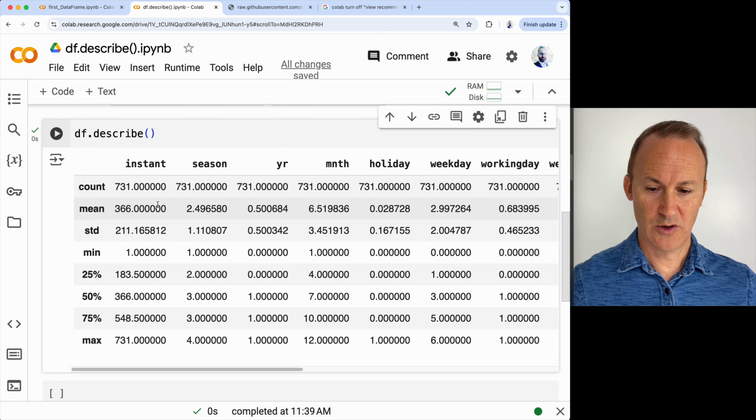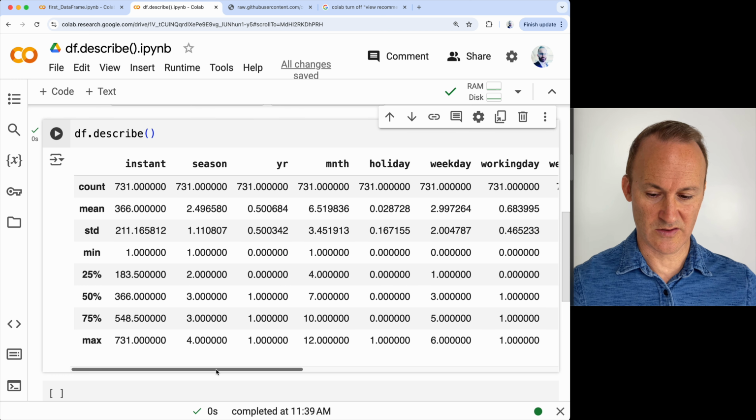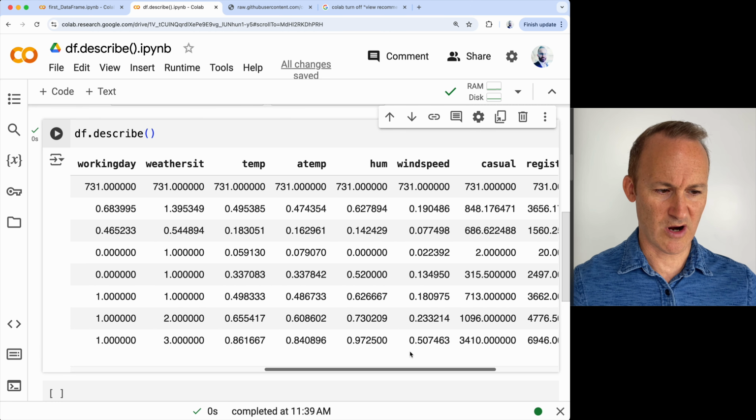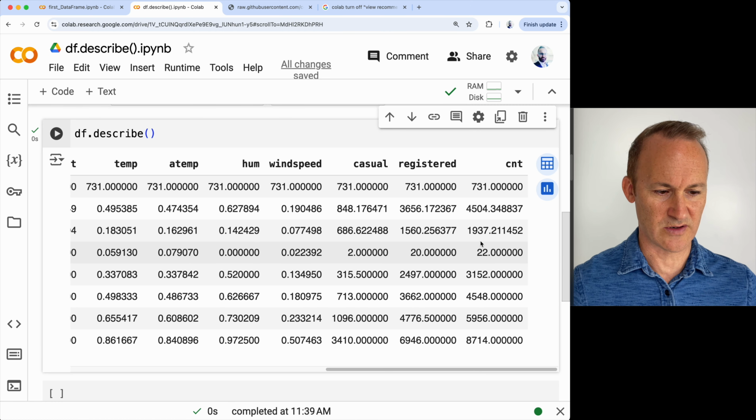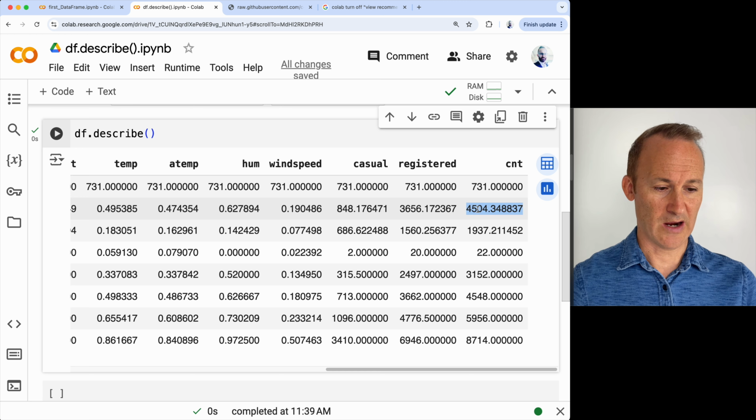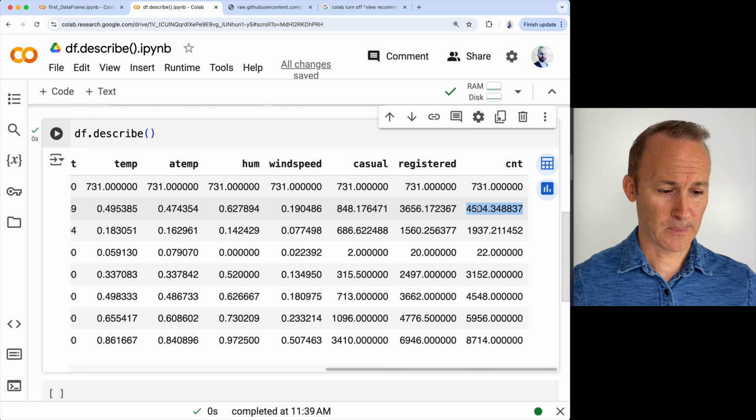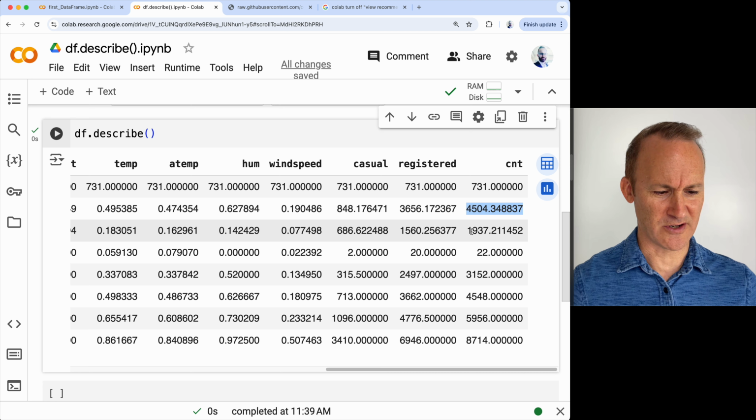We can also look at the mean, say, in terms of the far right value, which is the count, the number of bike rentals. It's saying here that the mean number of bike rentals is about 4,500. And it's going to vary within about 2,000.